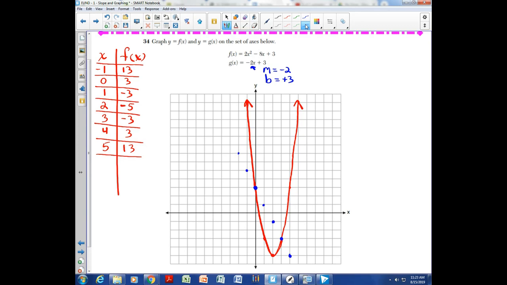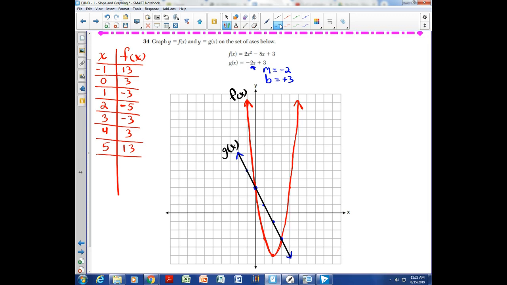You really only need to draw the line as far as it goes through our parabola. So I'm going to connect those and draw an arrow and an arrow. And whenever you have more than one function on a graph, it's really good practice to label them. The parabola was our f of x function, and the line was our g of x function.